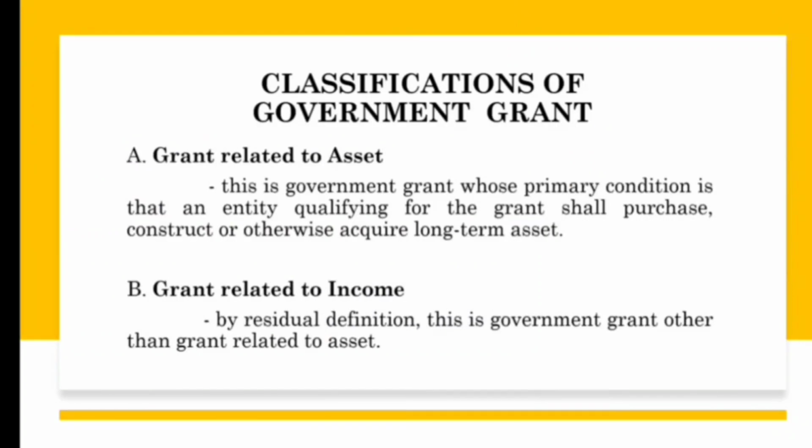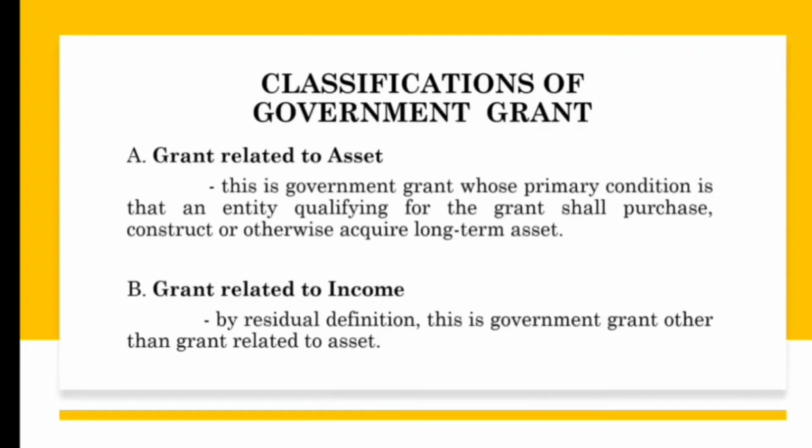May dalawang classification yung government grant. So, una na nga rito is yung grant na related sa asset at yung grant na related sa income. So, dun muna tayo sa grant na related sa asset. This is a government grant whose primary condition is that an entity qualifying for grant shall purchase, construct, or otherwise acquire long-term asset.